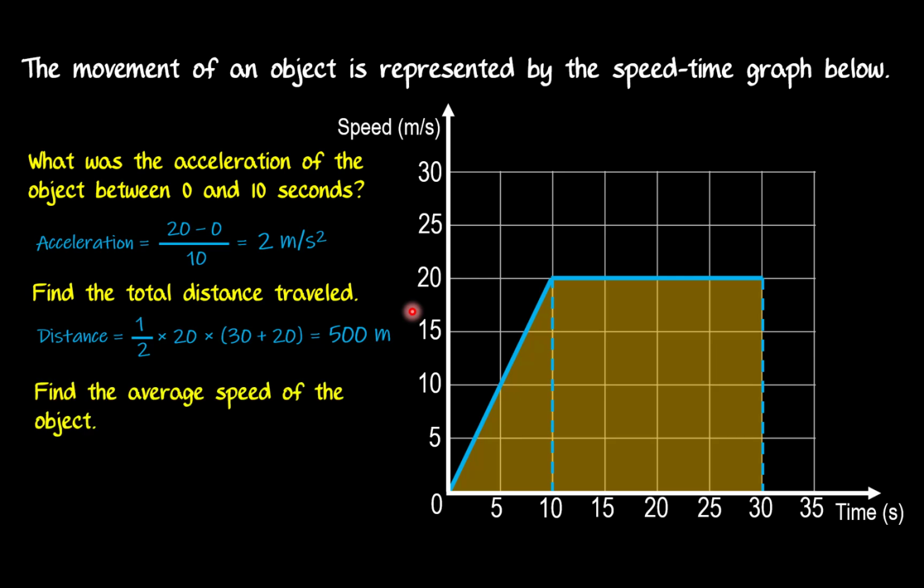So find the average speed of the object. Average speed is total distance divided by total time. We have the total distance as 500 meters, and then the total time is 30 seconds. So total distance divided by total time, 500 meters divided by 30 seconds is 16 2/3 meters per second.